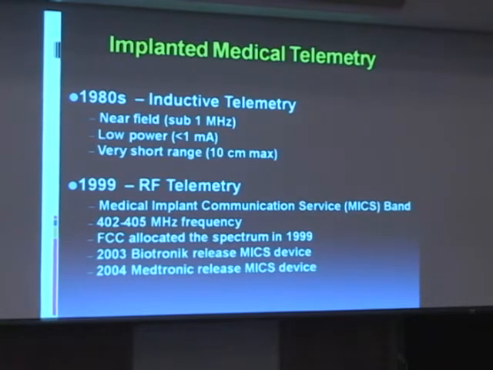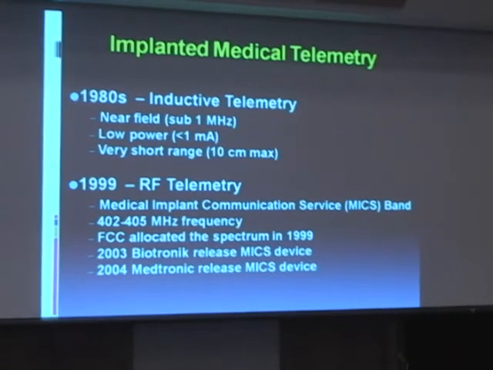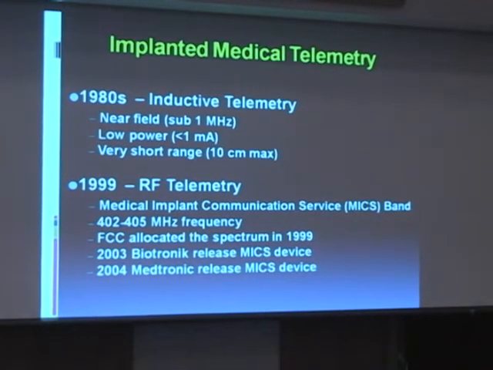It was not until 1999 that the FCC decided we need a specific frequency band for medical devices. They selected the 402 to 405 megahertz frequency for this specific medical implant device. By 2003, there were already MICS devices existing, and most were used for pacemakers.